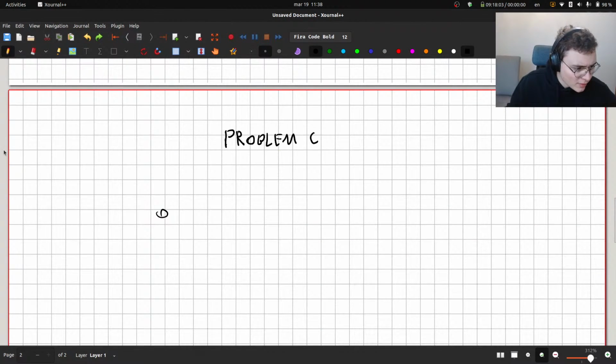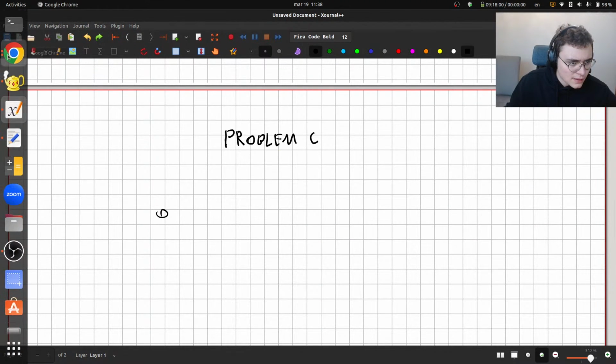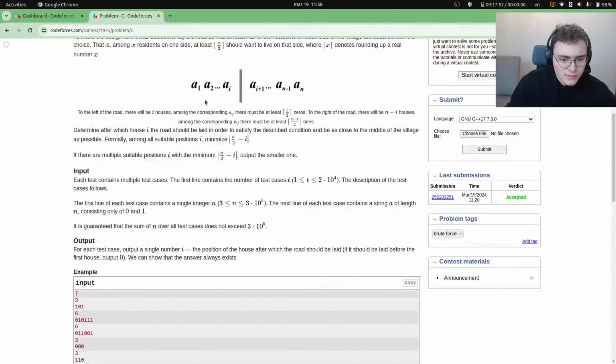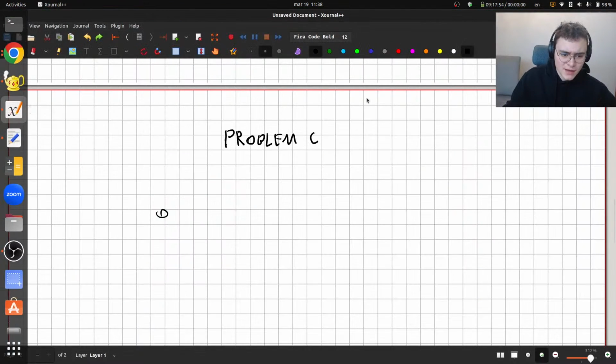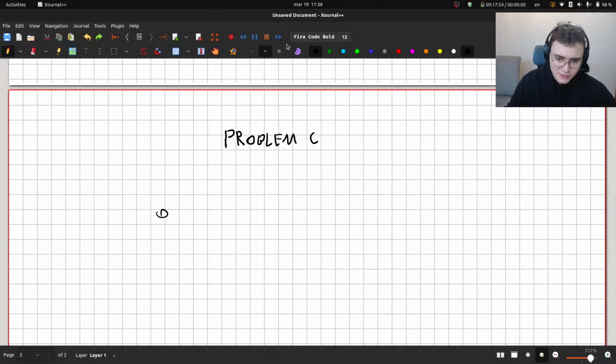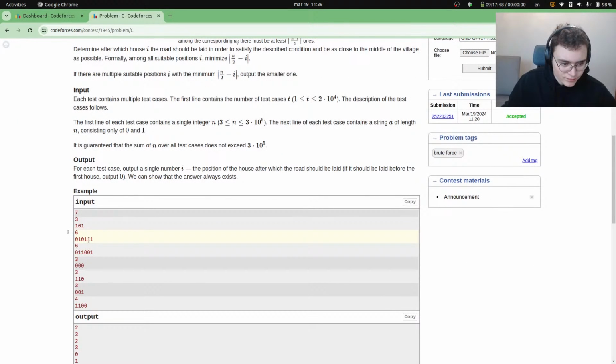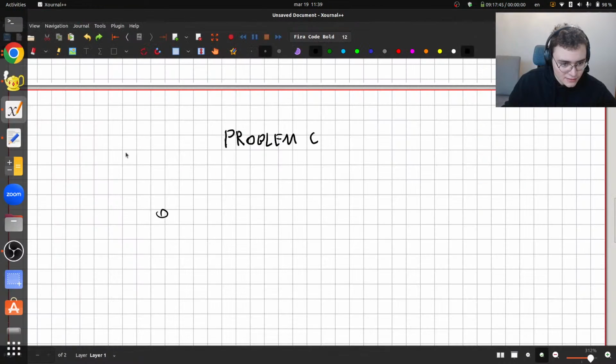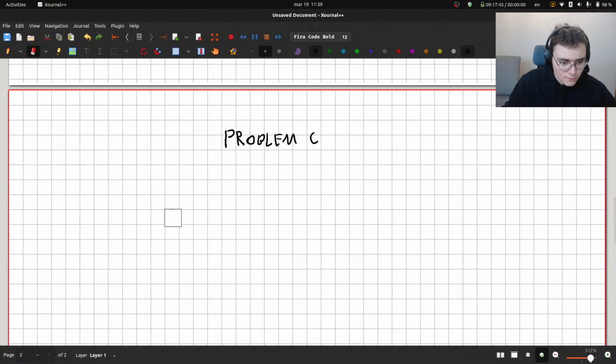Okay, so now to problem C. In problem C we have some 0, 1 array. Let's take this array. And we want to divide it at some point, right? We have n plus 1 possible divides.